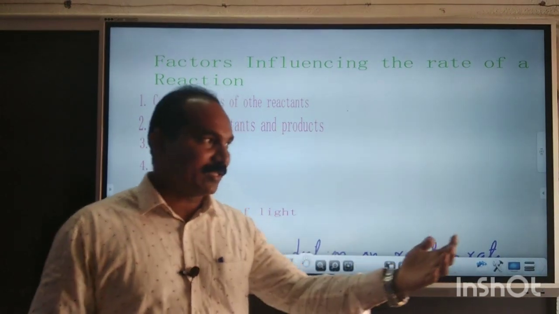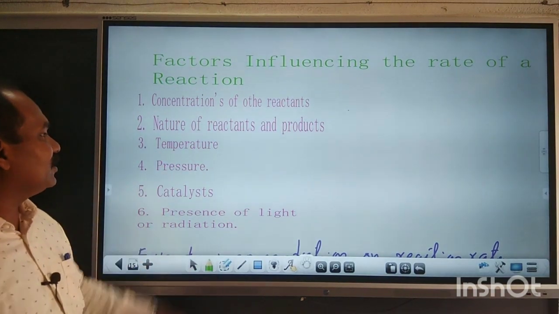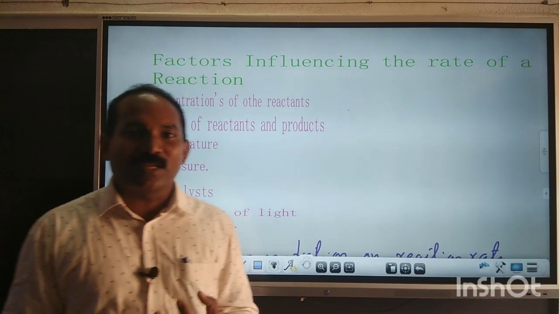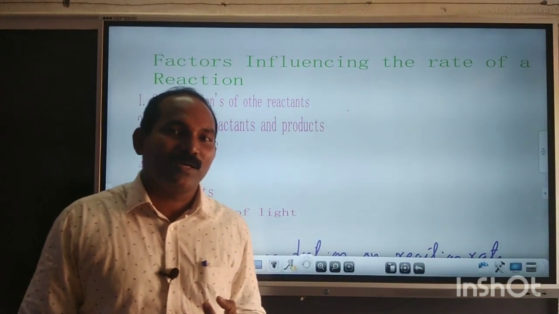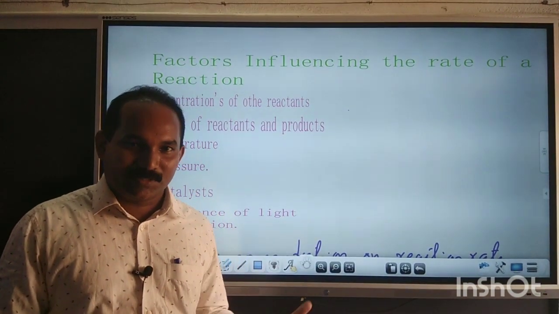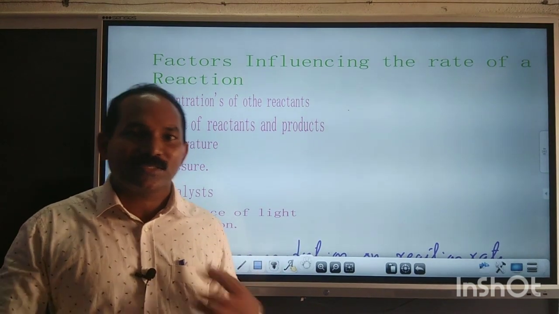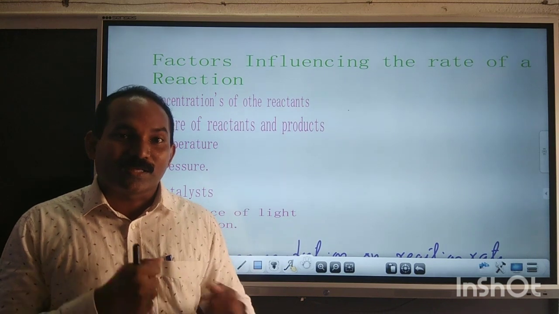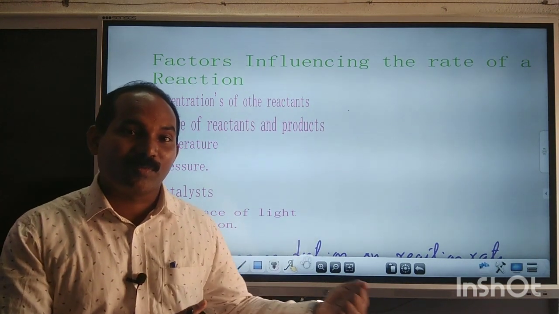And next is temperature. As we know, when temperature increases, the kinetic energy of the molecules increases. If the kinetic energy increases, they move very fast. They collide very fast. That collision leads to the chemical reaction.